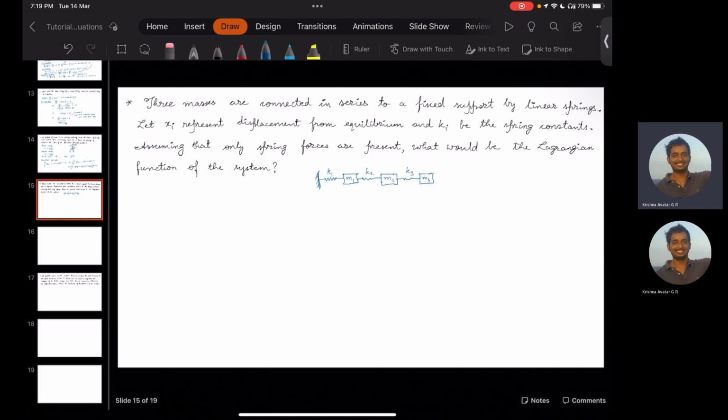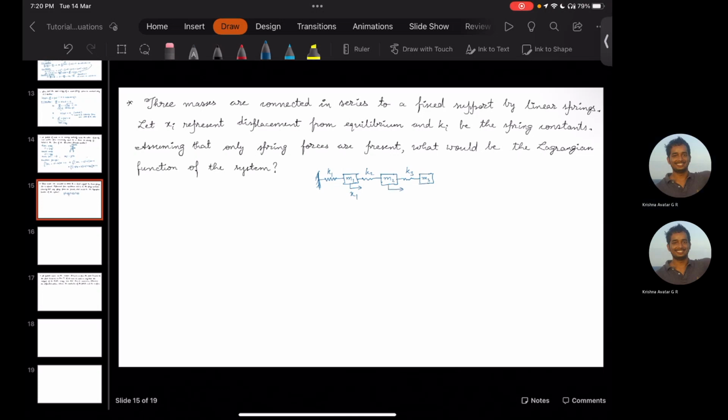Now what I'll do is also denote the displacement from equilibrium, right? So this is x1, the displacement of m1 from the equilibrium position, and likewise x2 and x3. Now let's study the extensions in all the springs one at a time.